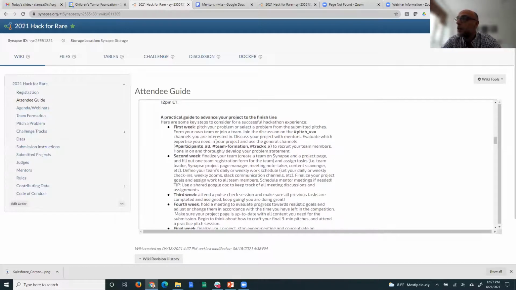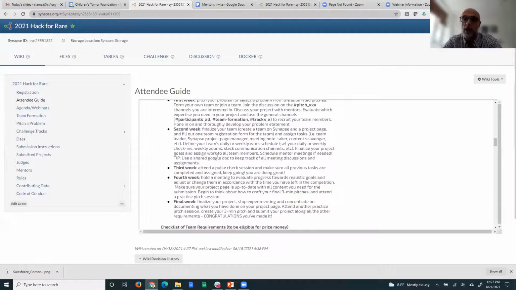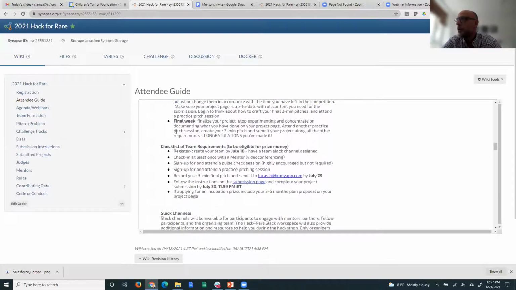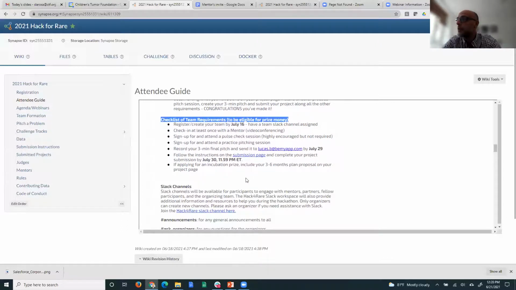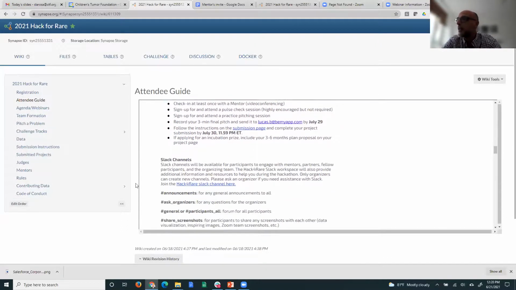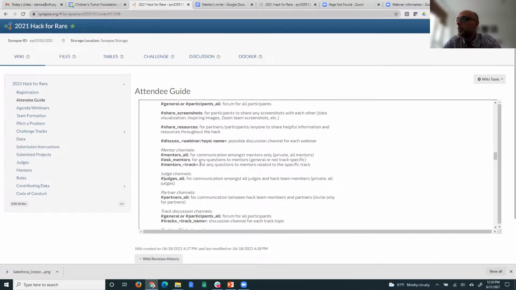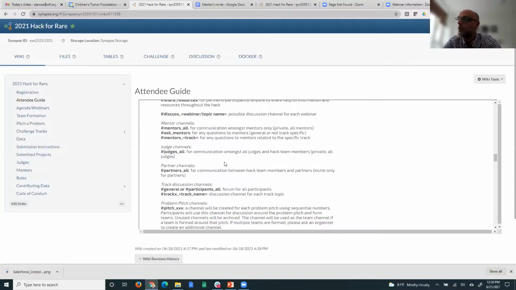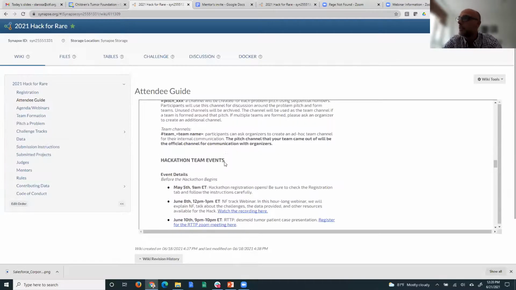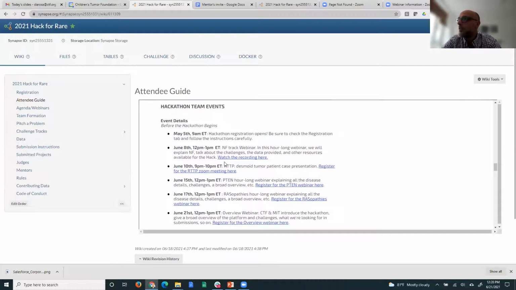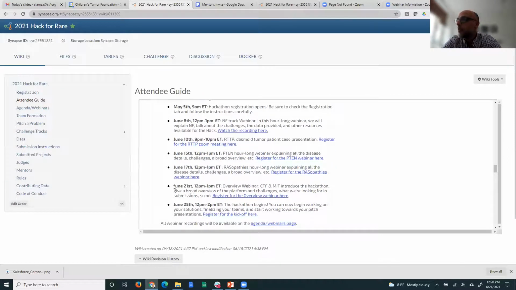Things that you need to make sure you cover during your first, second, third, fourth, and final week. And also some of the team requirements checklist. Make sure that this list is what you check before submitting. So keep an eye on these points as they are very critical for you to be successful and meet all of the deadlines. Then we have a Slack channel list where you can see all of the different channels that are prepared for you, plus the events, and some of them we already covered. So today we are here at the overview webinar.